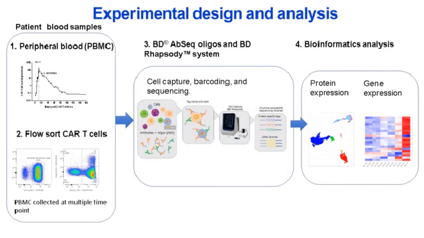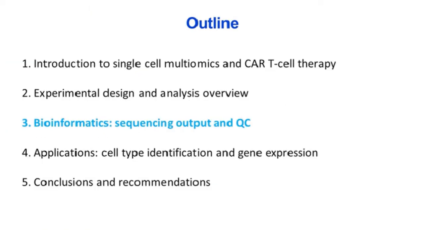After the cells are sorted, they get captured into the Rhapsody system, as you can see in this slide, and then sequences are generated by next generation sequencing, and then the bioinformatics is performed to identify protein level on the surface of the cells, as well as gene expression and a few other things which I'm about to explain. So that was the experimental design and the overview of how we have used this technology in which sample.